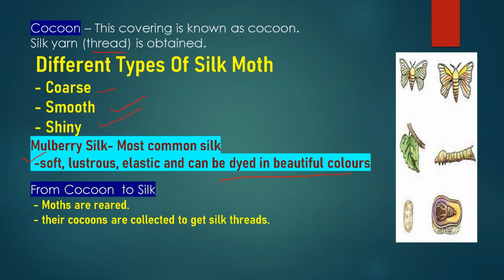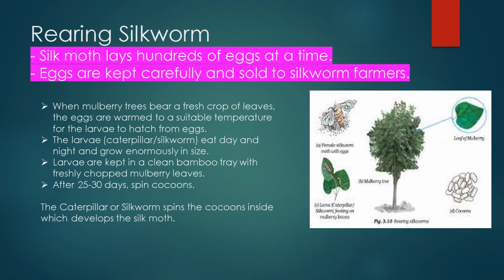Now, up to now we get the cocoon, and then these moths are reared and their cocoons are collected to get silk threads. So first we got the pupa, after that when the covering was done we get the cocoon, and from the cocoon we get this silk thread. Now we will discuss this in detail, what happens in their life cycle.